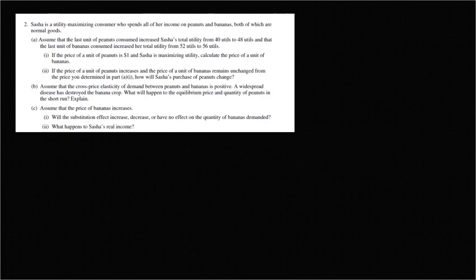Alright, so here's another question. We have Sasha as a utility maximizing customer who spends all of her income on bananas and peanuts, both of which are normal goods, so that might come into play later.